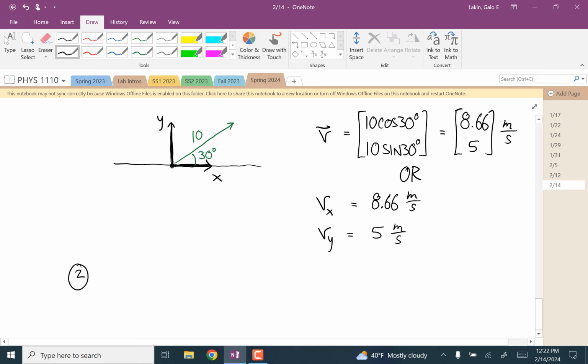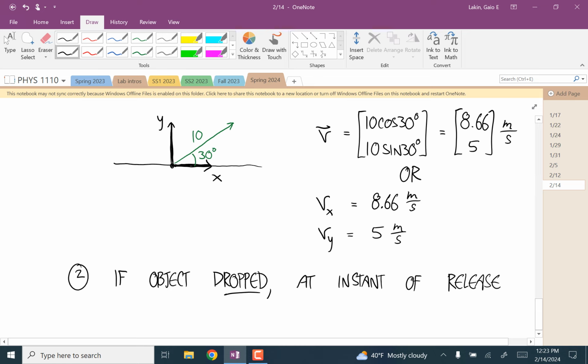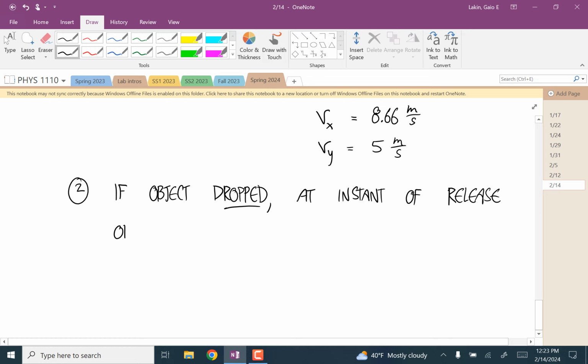Okay, the second important fact about velocity is if an object is dropped, rather than launched or thrown or whatever, then at the instant of release, the object's velocity is the velocity of whatever it's dropped from.